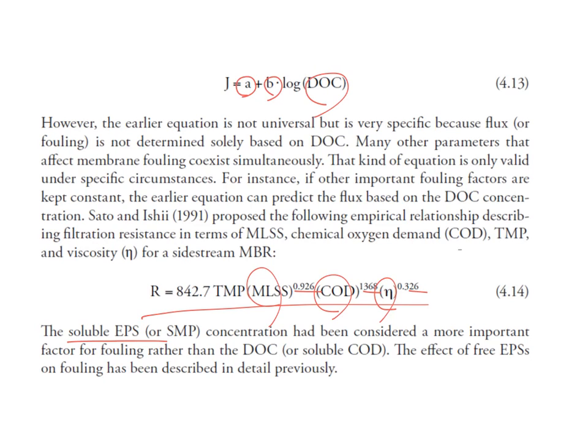The soluble EPS concentration had been considered a more important factor for fouling rather than DOC. Of course, EPS is kind of a direct foulant, and DOC includes not only EPS but also other foulants which may not be as effective as EPS in terms of this membrane fouling. So this EPS is something that we have to look at.